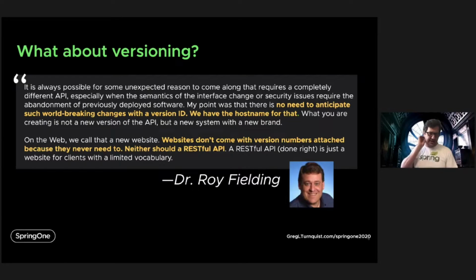Why don't we go back to, actually, if we're going to talk about versioning, the man himself, Dr. Roy Fielding, who wrote his PhD dissertation with the concept of REST. He says in the middle of this, there's no need to anticipate such world-breaking changes with a version ID. That's what the host name's for. If you're running example.com, you can have API1.example.com, API2.example.com, et cetera.